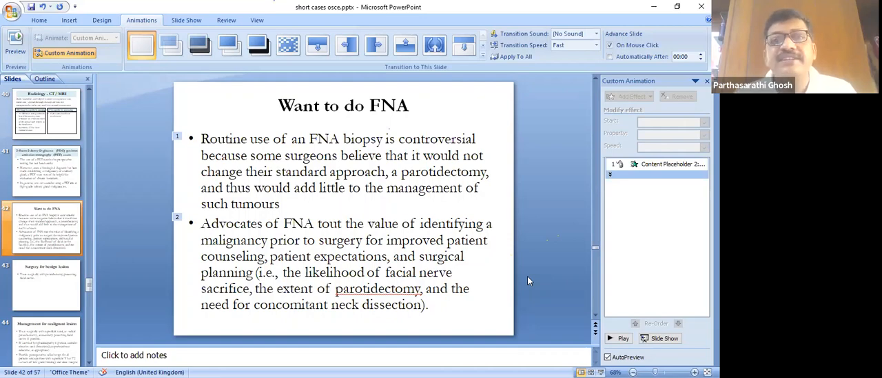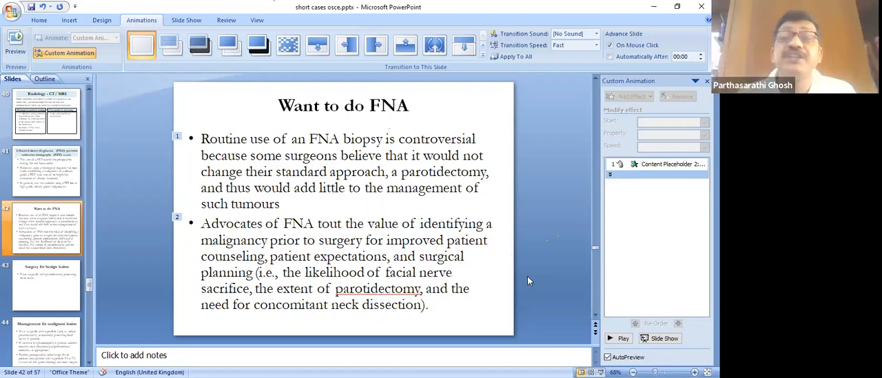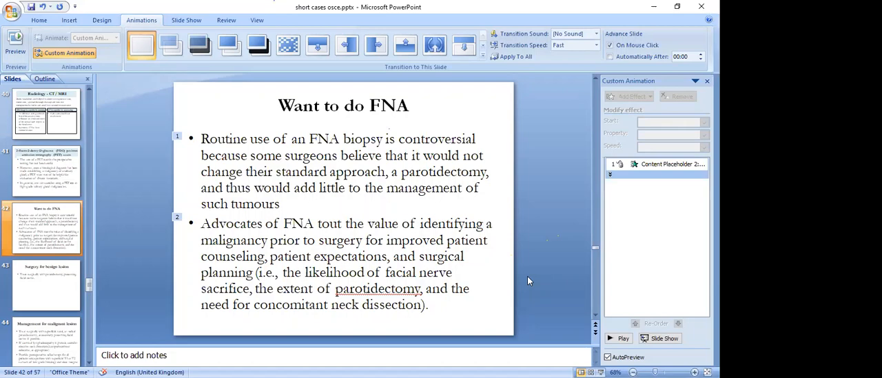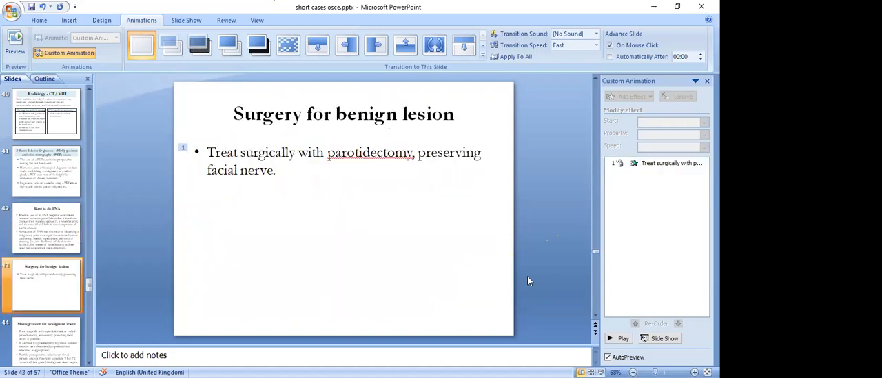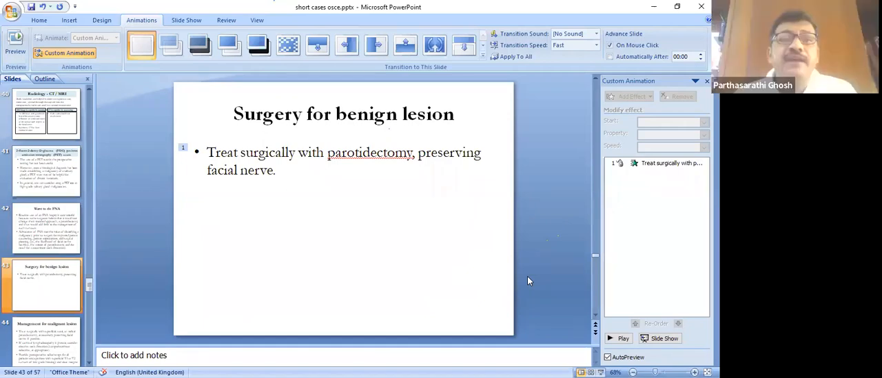Now what next? Sir, if it turns out to be a benign swelling, then we will do superficial parotidectomy, sir. If it is located in the superficial lobe and it is benign, then we will go for a superficial parotidectomy. But if it is a malignant one? Sir, a malignant one without involving the facial nerve will be a total conservative parotidectomy, sir.